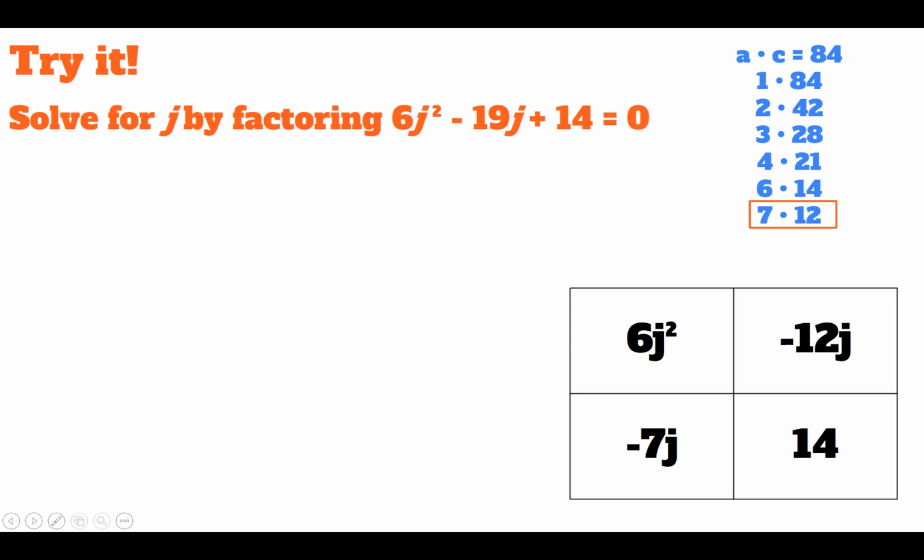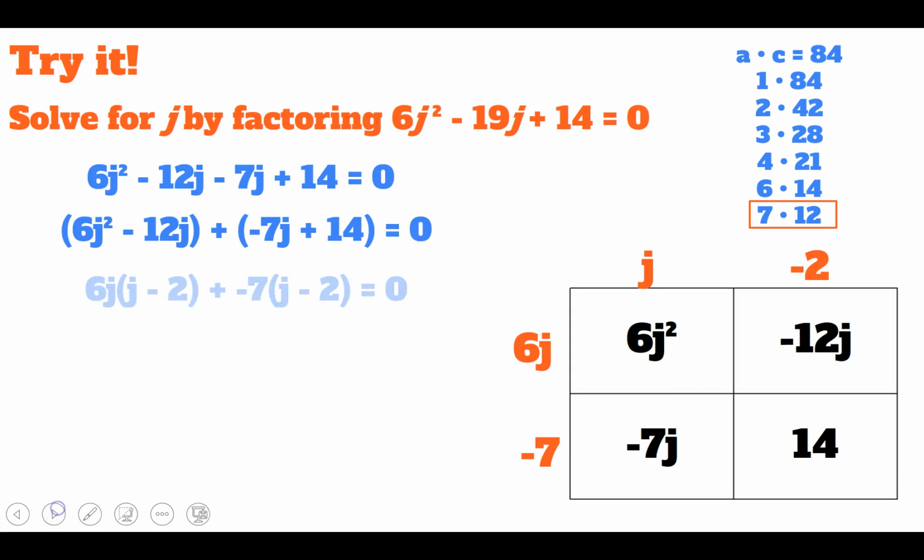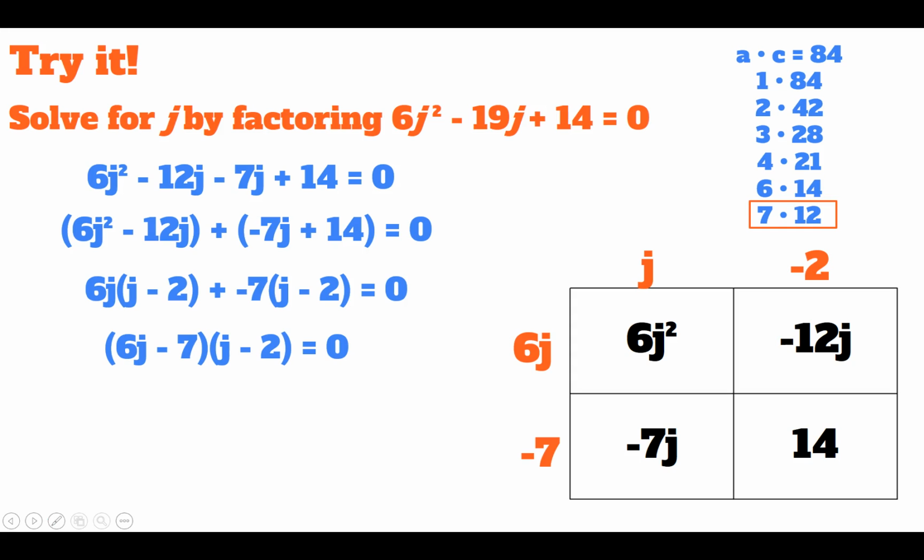What's the greatest common factor of negative 12j and 14? Negative 2. I know it's negative because of the negative in front of the 12. So our other one is going to be j minus 2. Okay, so now that we have my factors of 6j minus 7 and j minus 2, we have factored. We're done factoring. Now it's time to solve.